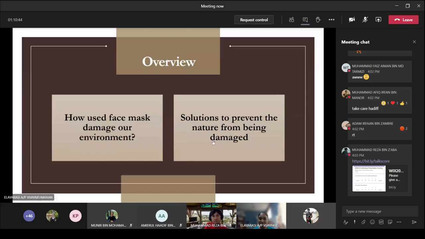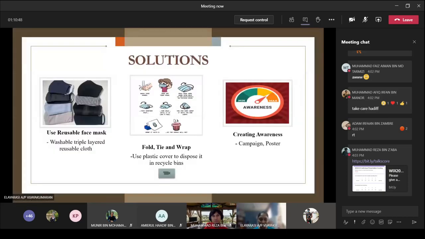There are three solutions I include here. The first one is to use a reusable face mask. As we all know, we can use two types of masks, which are the reusable face mask and the surgical mask. First, the reusable face mask, which is the washable triple-layer reusable cloth mask. We need to wash it and completely dry it before we use it.